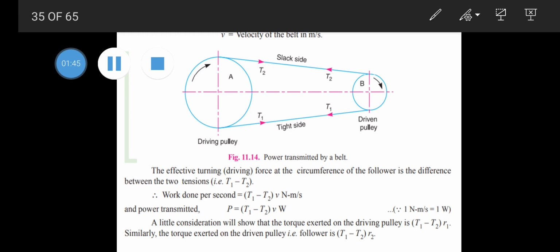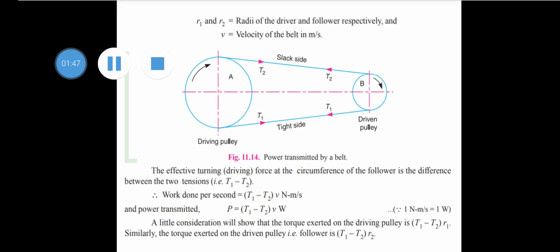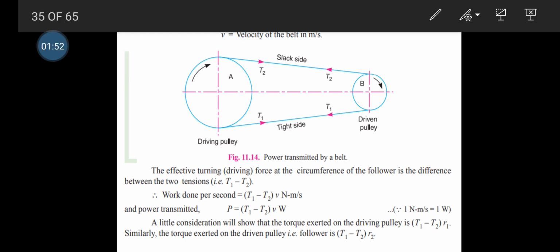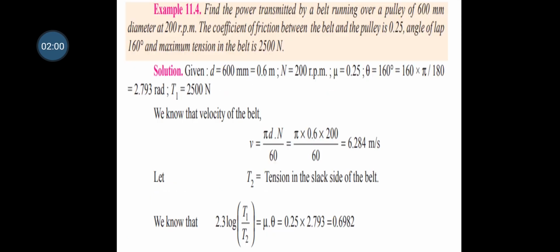Next, we are going to see the problems. Next one is a problem in power transmission for belts. Find the power transmitted by the belt running over a pulley of 600 mm diameter at 200 rpm. The coefficient of friction between the belt and the pulley is 0.25, the angle of lap is 160 degrees, and the maximum tension in the belt is 2500 Newton.